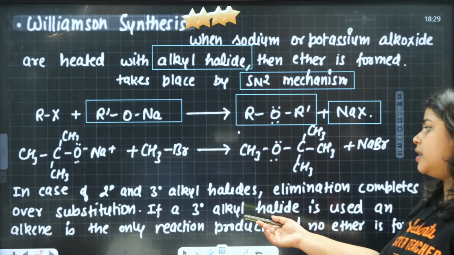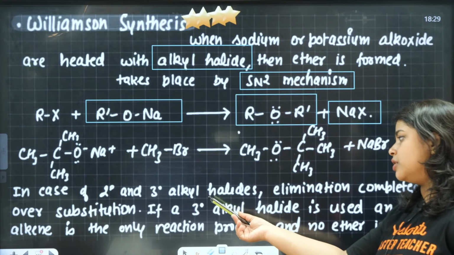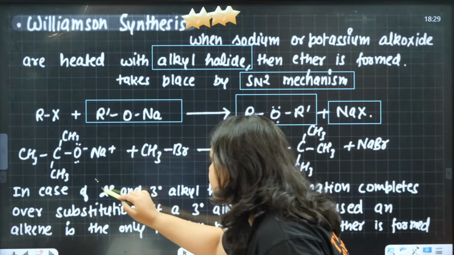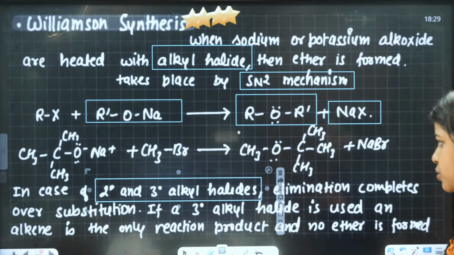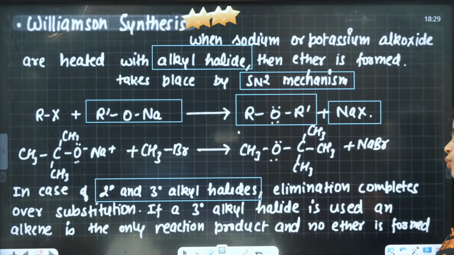In case of secondary and tertiary alkyl halides, elimination competes over substitution. If a tertiary alkyl halide is used, an alkene is the only reaction product and no ether is going to form. No ether formation happens in Williamson synthesis. Clear?